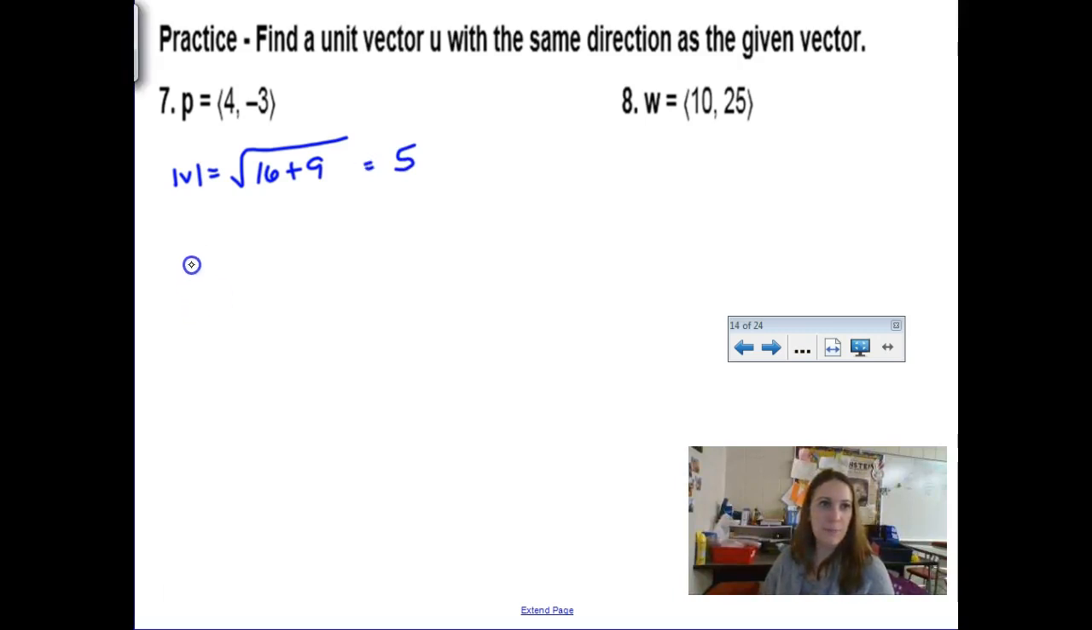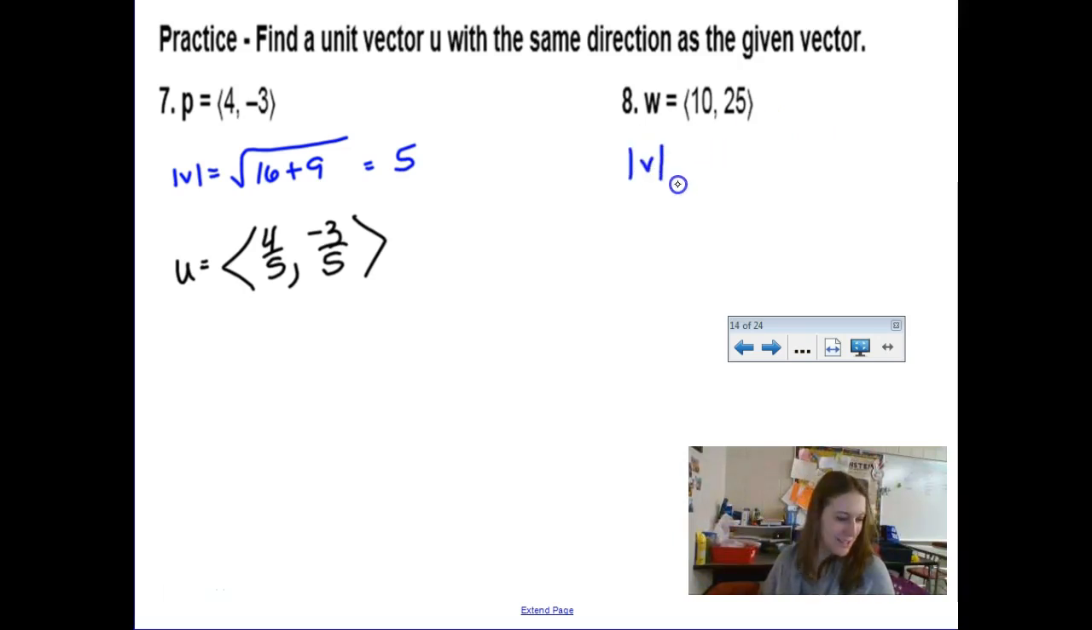So the unit vector, which they want you to call u, is 4 over 5, comma, negative 3 over 5. Sometimes they're nice and easy like that, where you don't have to rationalize at all. And sometimes they're not.